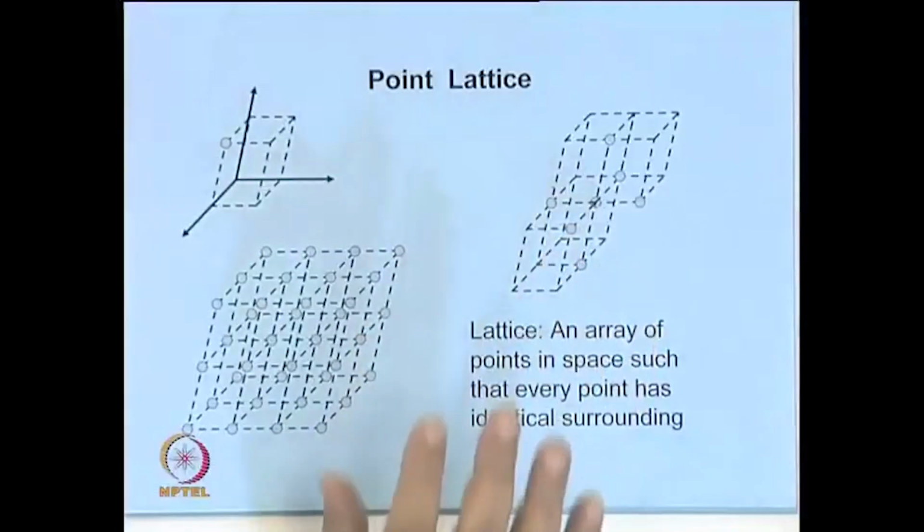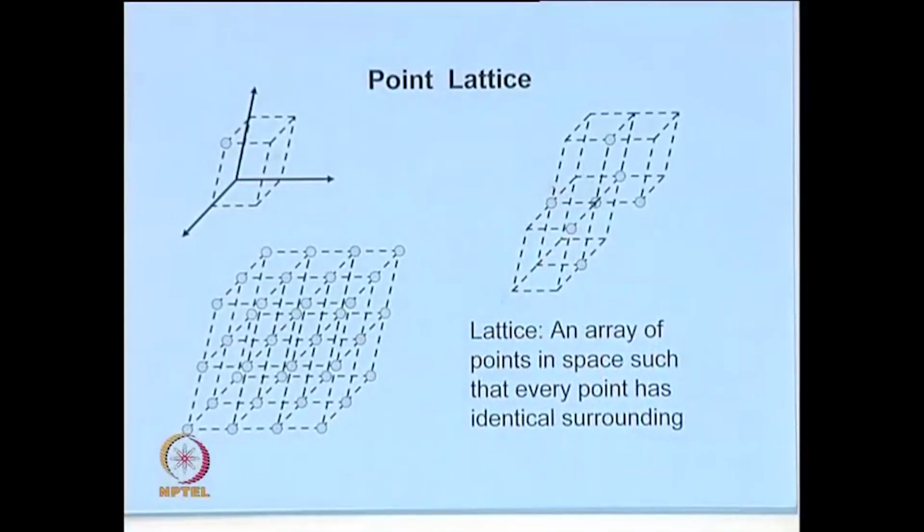Now, with this we have covered the nature of atomic bond. Now, let us look at the crystal structure. Metals, all metals, are crystalline. Now, in crystalline material, the atoms are arranged in a periodic fashion.